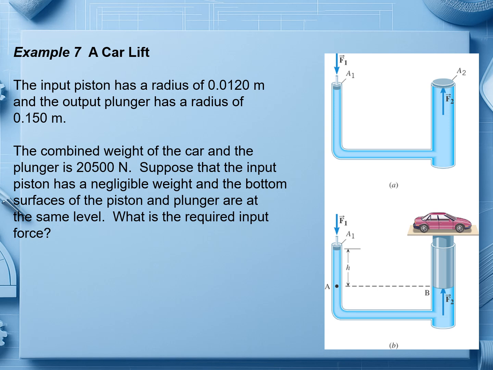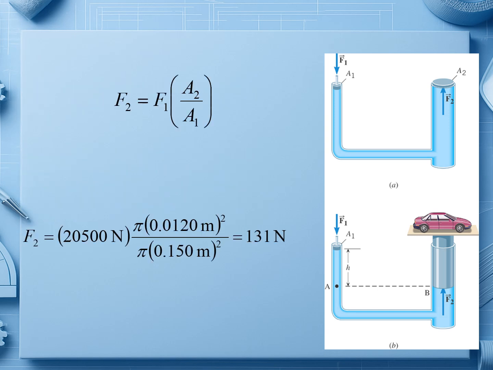For example, a car, plant and plunger together weigh 20,500 Newton. Using Pascal's principle and the given piston sizes, we find the input force needed to lift the car. Using the formula previously derived, F2 is equal to F1 times area 2 over area 1. So here we have 131 Newton.